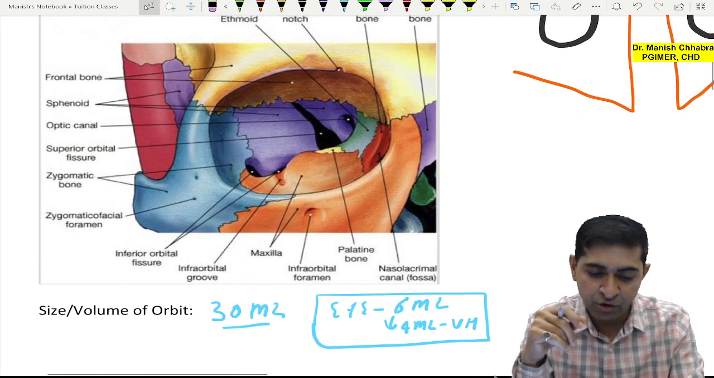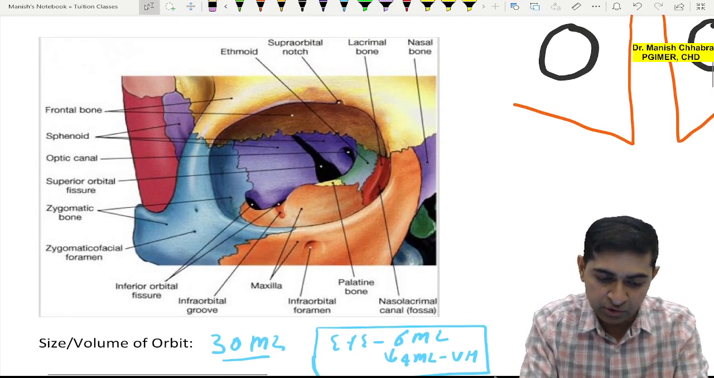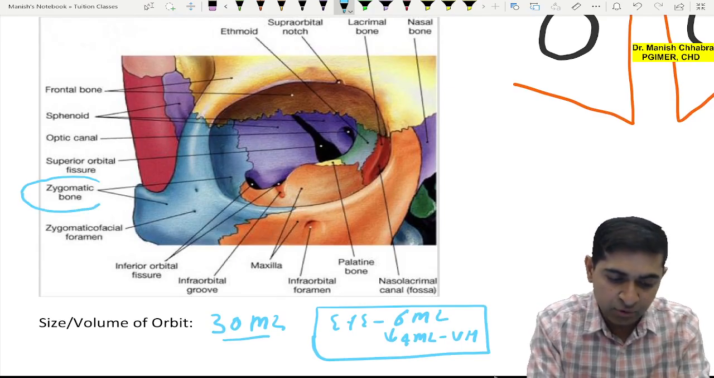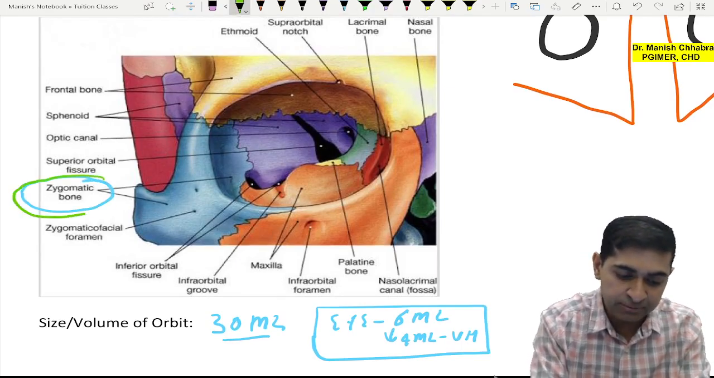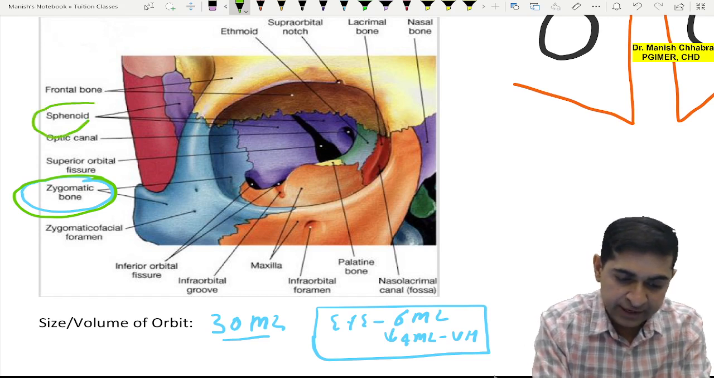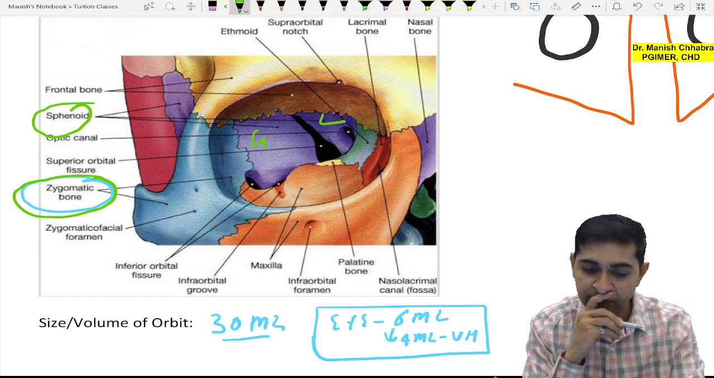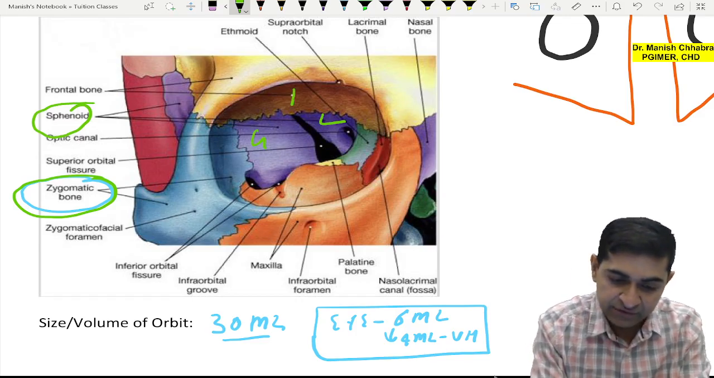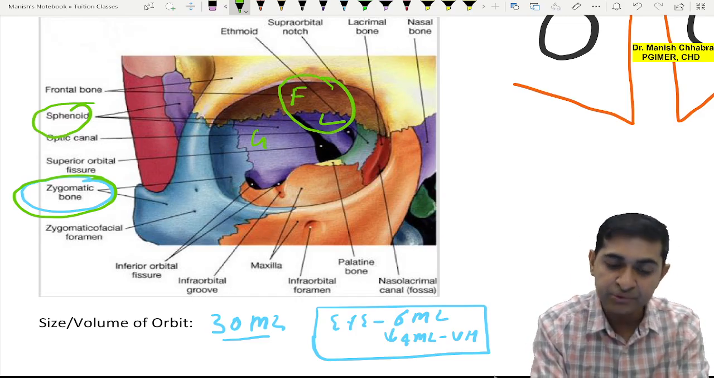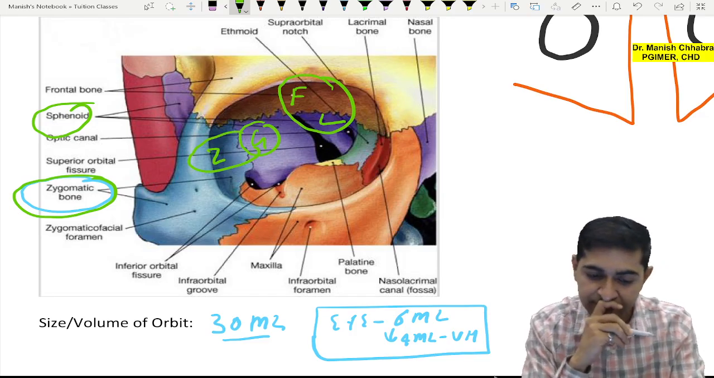Now I think it will be easy for you. This is your zygomatic bone forming the lateral wall of the orbit. And this is your sphenoid. Which wing? Greater wing of sphenoid. This is the lesser wing of sphenoid, and this is the frontal bone. So this is forming the superior wall of the orbit. This greater wing and zygomatic form the lateral wall of the orbit.